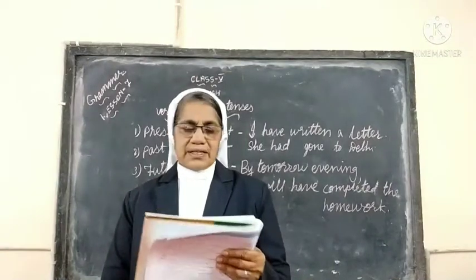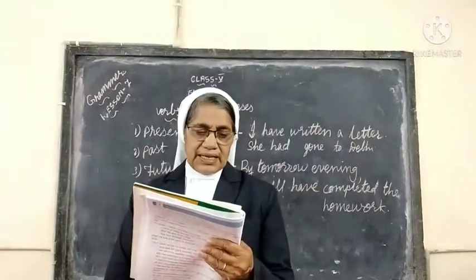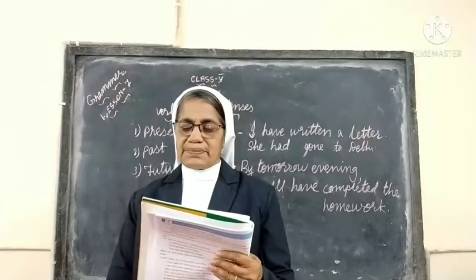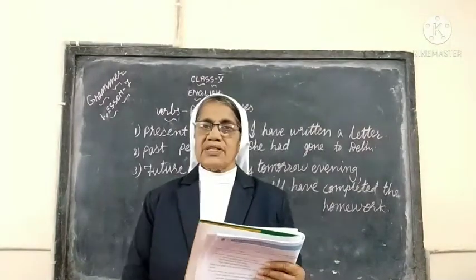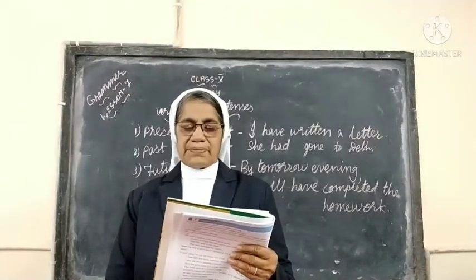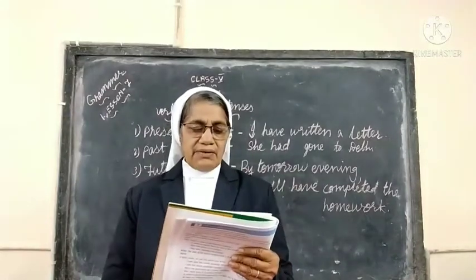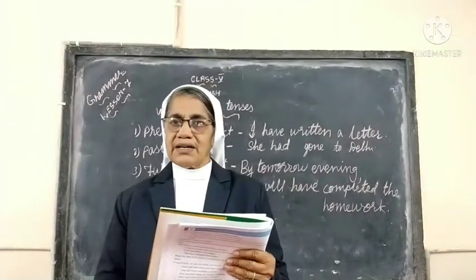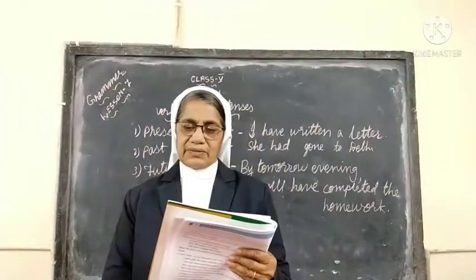Now we will learn past perfect tense. The past perfect tense takes the form had plus past participle of the verb. For present perfect tense, we use has or have plus past participle of the verb. Here in the past perfect tense, we use the form had plus past participle of the verb. Had plus past participle of the verb, the third form of the verb.